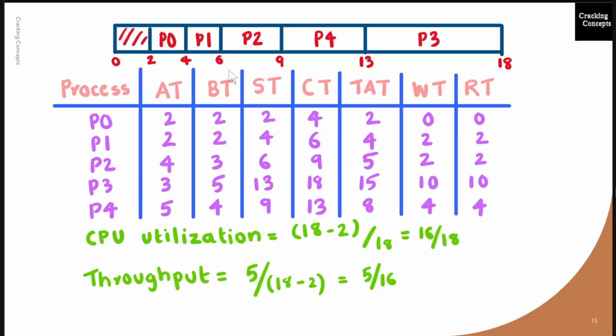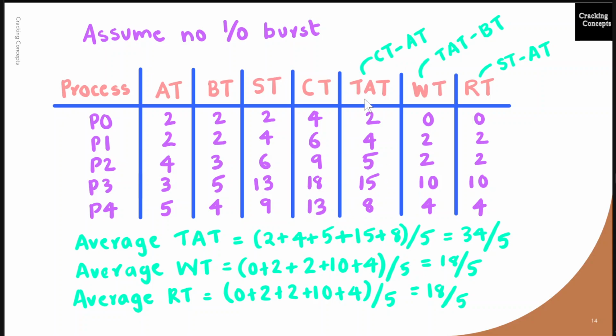P2 it will be 6. P3 it is 13 and P4 it is 9. Now the completion time of these processes also can be seen from this chart. So for P0 it is 4, P1 it is 6, P2 it is 9, P3 it is 18 and P4 it is 13. So from these values we will be able to calculate the turnaround time.